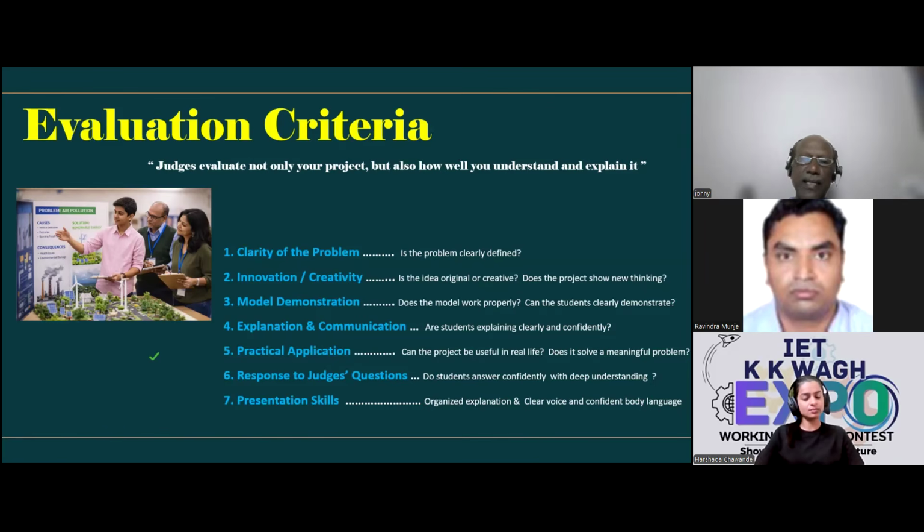So when you are presenting, watch out for all this. Try to explain as clearly as possible. Explain the concept, explain the innovation, and your model should be running at that particular time. Your explanation should be good, and try to give an explanation of how it solves the real world problem. So you have seen the judges' issue, the time constraint, and how they are going to evaluate your project.